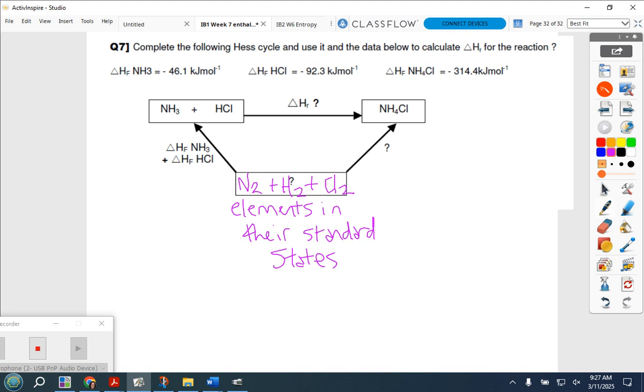So what coefficient am I going to put in front of my N2? Yeah. 1/2. Because there's only one N here. I have to put 1/2 N2. What coefficient am I putting in front of the H2? Yeah. 2, because I have H4. And what do I put in front of the Cl2? 1/2. Okay.